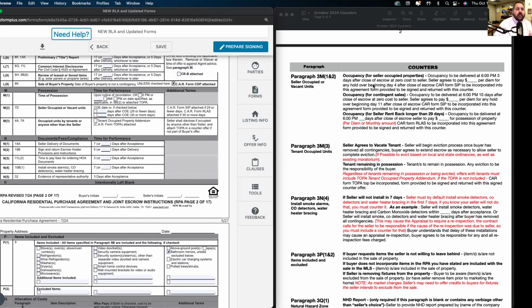So here we go. Occupancy for seller occupied properties: occupancy to be delivered at 6 p.m. 3 days after close of escrow at zero cost to seller. Seller agrees to pay a blank amount per diem for any holdover beginning day 4 after close of escrow.